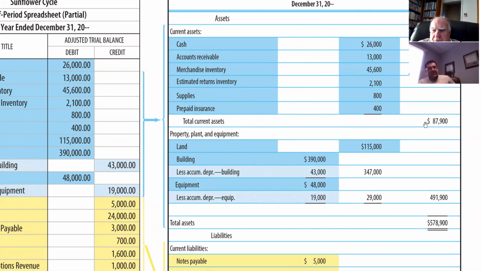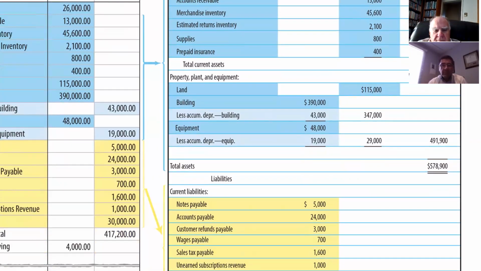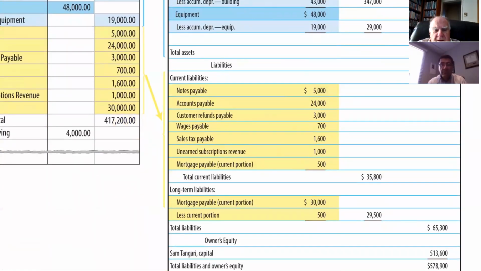So let's see what we have here. We have current assets of 87.9 plus the fixed assets. I wish they gave us a subtotal here that said total fixed assets like they did up here. Just a little nit. So we have total assets of $578,000. So now they're bringing over the liabilities. And again, we have current liabilities and long-term liabilities.